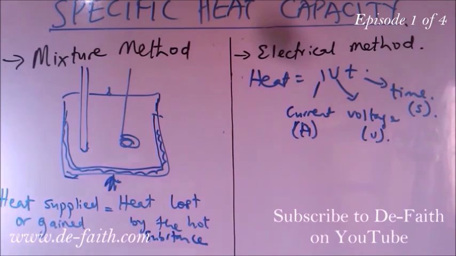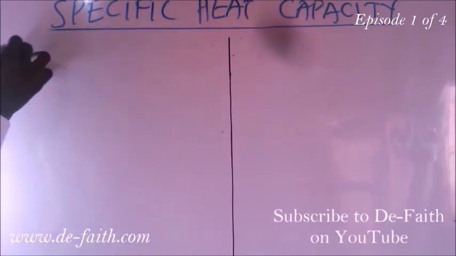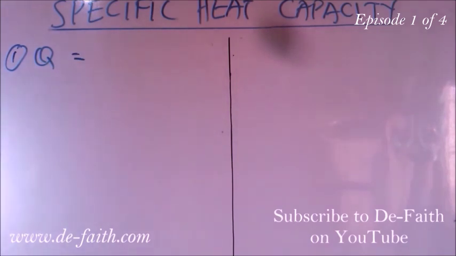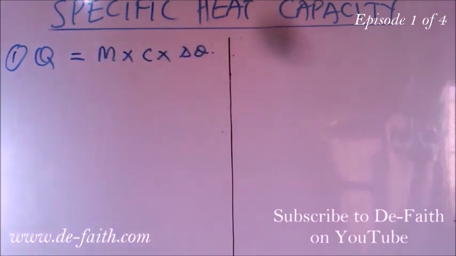So let's look at some questions under specific heat capacity. Question 1. Calculate the heat required to raise the temperature of 10 kg of brass by 10 Kelvin. Here we're asked to calculate the quantity of heat required to raise the temperature of 10 kilograms. So we have it that the formula for quantity of heat equal to mass times the specific heat capacity times the change in temperature. The unit of quantity of heat is in joules. The mass that we are dealing with here is 10 kilograms, and then we are given the specific heat capacity of brass to be 380 joules per kilogram per Kelvin.